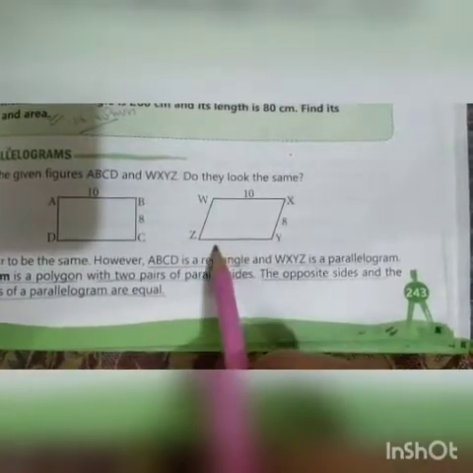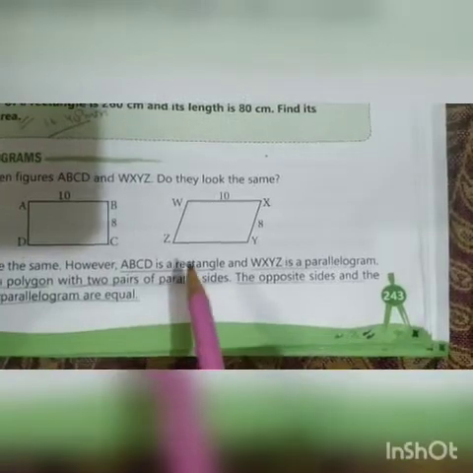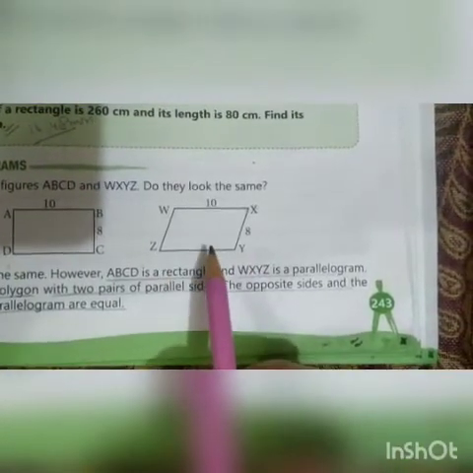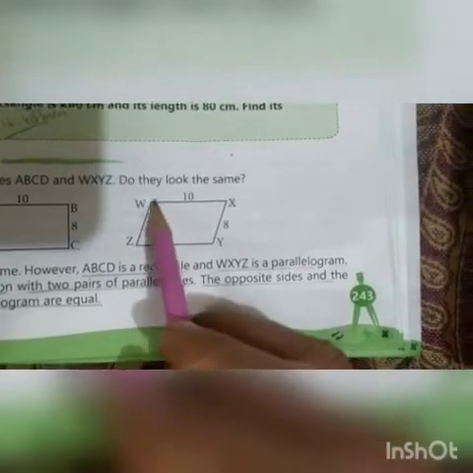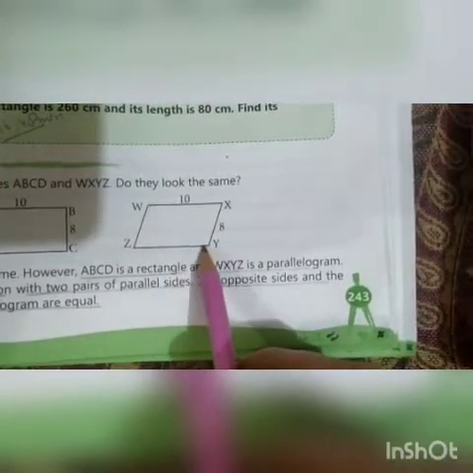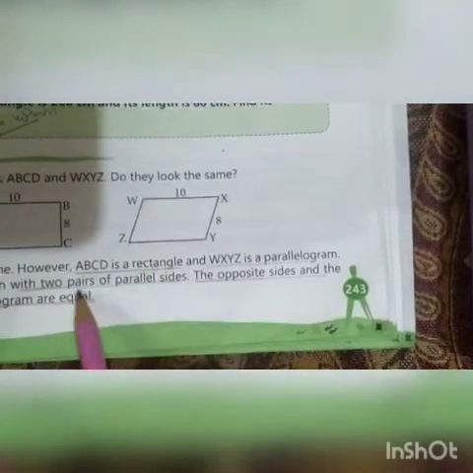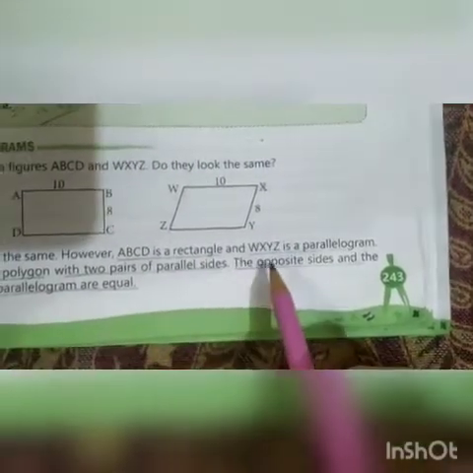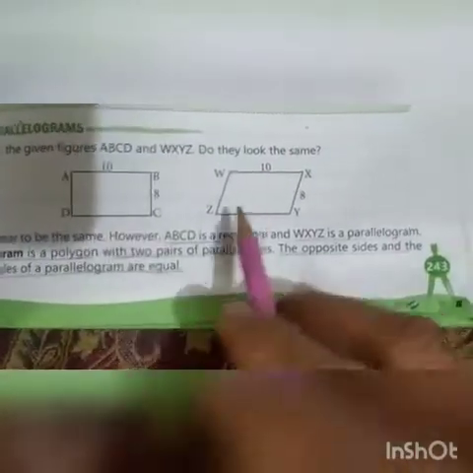In a parallelogram, there are four sides and two pairs of these four sides. We can say two pairs of parallel sides. This side is parallel to this side and this side is parallel to this side. So we can say two pairs of parallel sides. The opposite sides and the opposite angles of a parallelogram are equal.